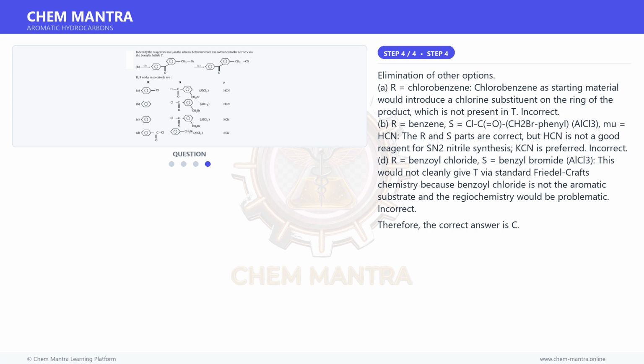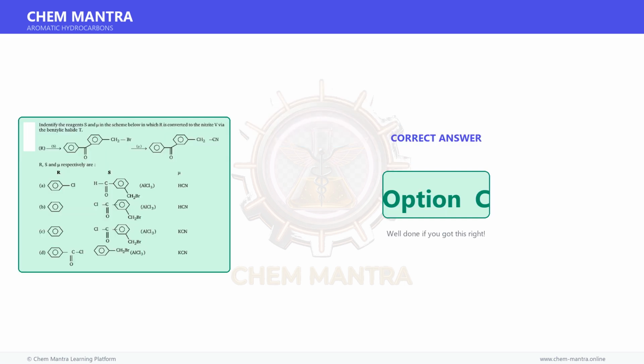D. R is equal to benzoyl chloride, S is equal to benzyl bromide, AlCl3. This would not cleanly give T via standard Friedel-Crafts chemistry because benzoyl chloride is not the aromatic substrate and the regiochemistry would be problematic. Incorrect. Therefore, the correct answer is option C.